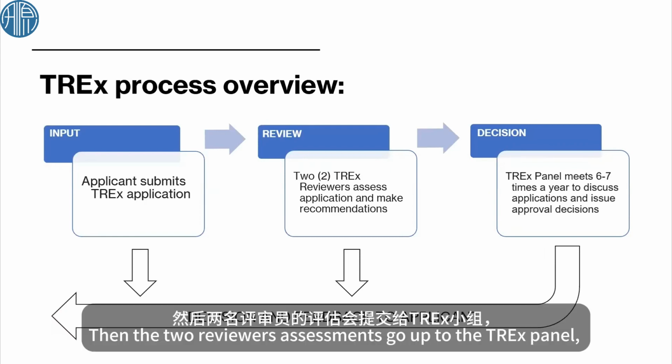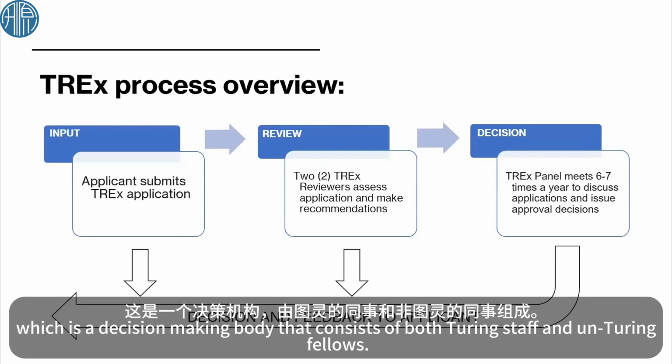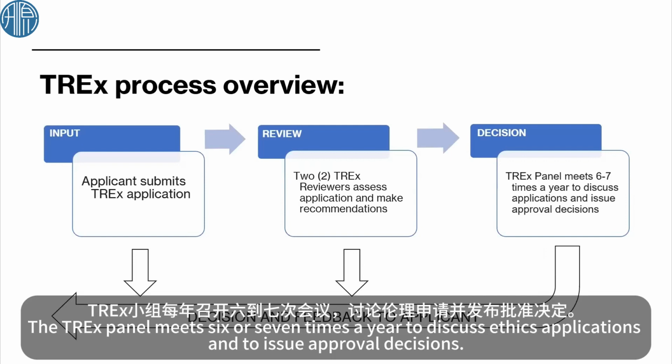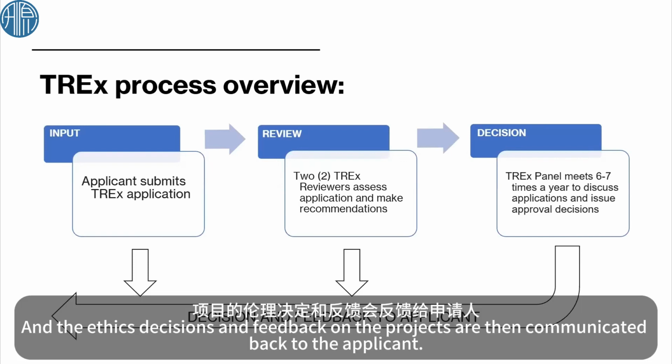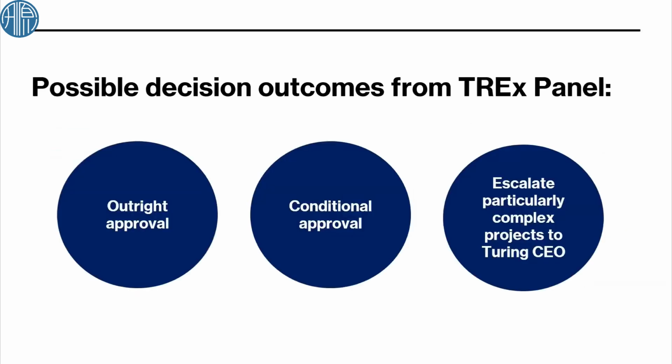Then the 2 reviewers' assessments go up to the TREX panel, which is a decision-making body that consists of both Turing staff and Turing Fellows. The TREX panel meets 6 or 7 times a year to discuss ethics applications and to issue approval decisions. And the ethics decisions and feedback on the projects are then communicated back to the applicant.